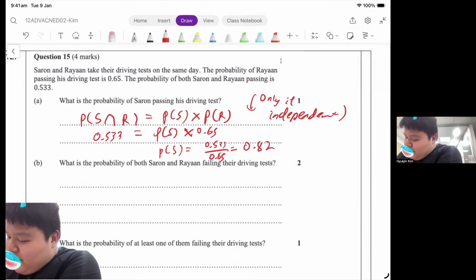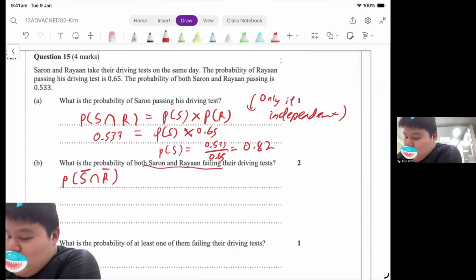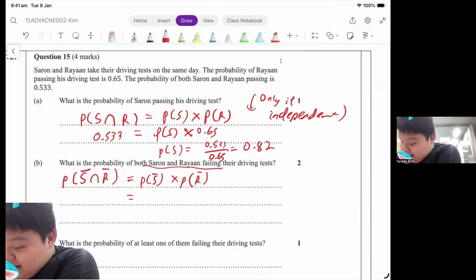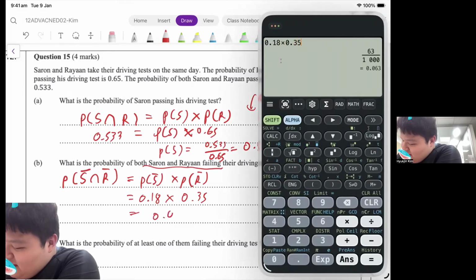What is the probability that both Saron and Ryan fail? Essentially what I'm looking for is probability that Saron fails and Ryan fails. And that is the same as probability of not Saron passing times probability of not Ryan passing. And that is the same as the complement of these events, which is 0.18 times 0.35. So now you get 0.18 times 0.35. Yeah, all that.